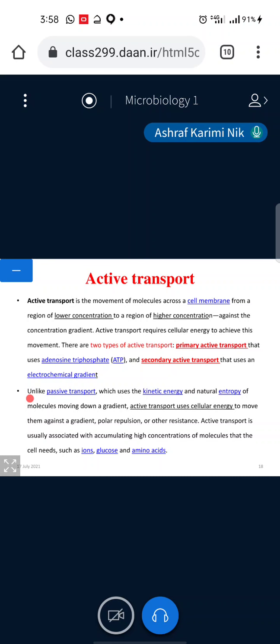Active transport is usually associated with accumulating high concentrations of molecules that the cell needs, such as ions, glucose, and amino acids. Yes, some ions, some carbohydrates like glucose, and some amino acids are transported via active transport.